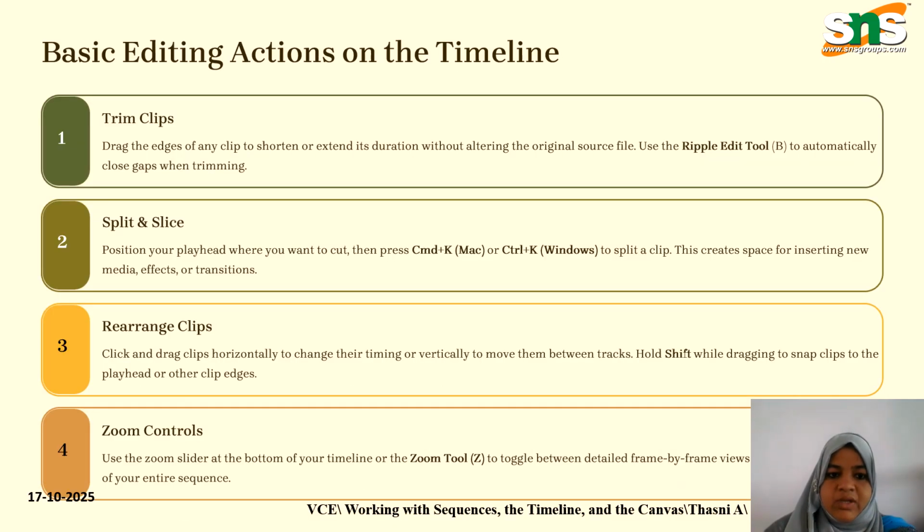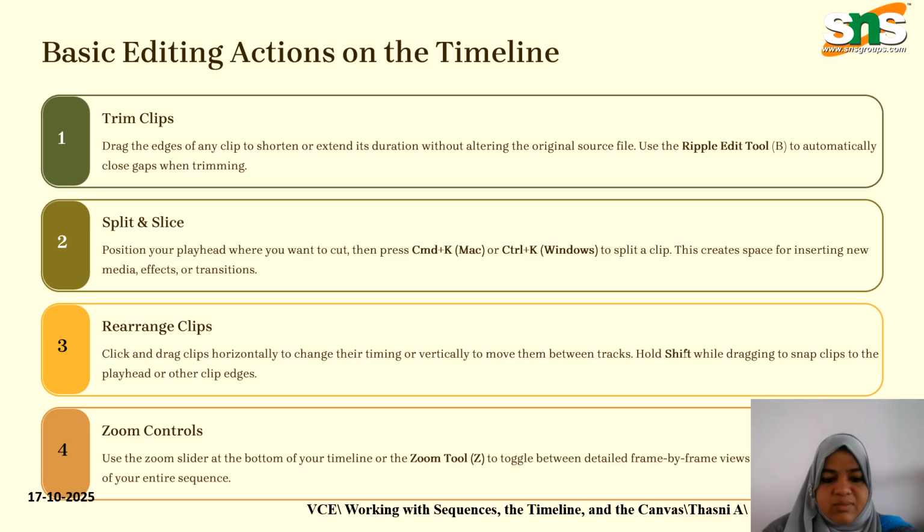Next one is basic editing actions on the timeline. You can trim clips, split and slice, rearrange clips, and use zoom control. In trimming clips, you can drag the edges of any clip to shorten or extend its duration without altering the original source file. You can use the ripple edit tool to automatically close gaps when trimming. Next one is split and slice. Position your playhead where you want to cut, then press Command K on Mac or Control K on Windows to split the clip.